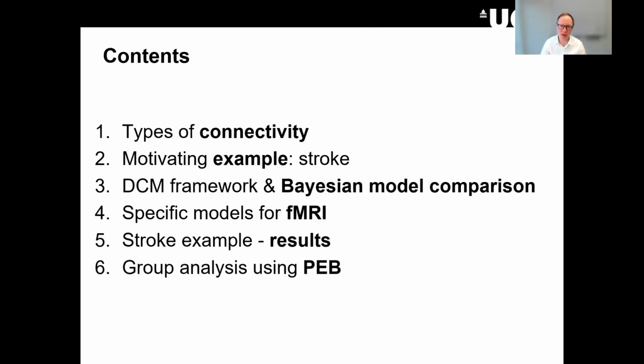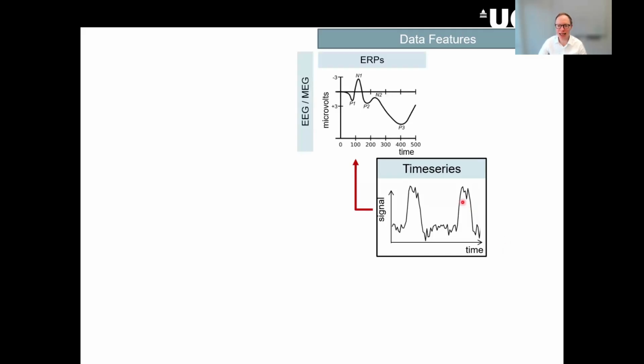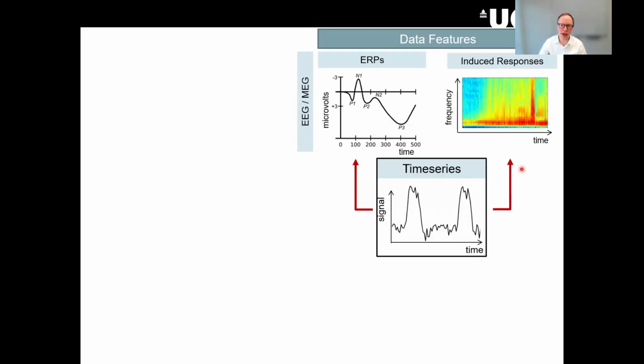So let's start off with thinking about the system that we're trying to understand. So we've got some time series that we measure with our MRI scanner. But it's often the case that we don't just work with those time series directly. We might do some processing to transform them into other things. So for example, I could average the time series over trials if I was doing an EEG or MEG experiment, and that gives me what's called the ERP, the event-related potential. Or I could look at it in the frequency domain and plot a spectrogram of that called induced responses.